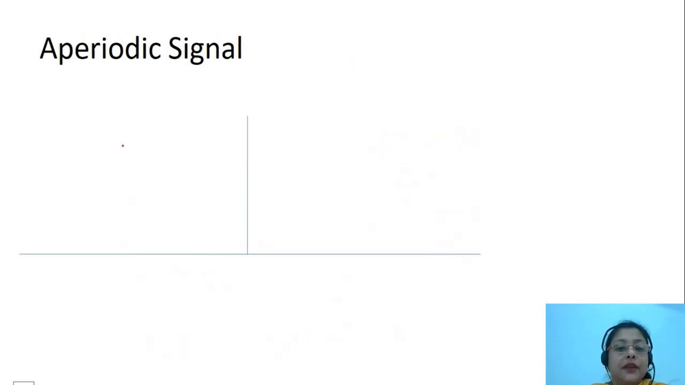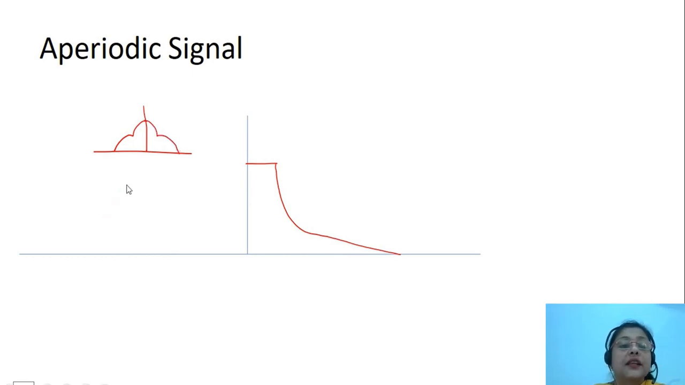Now what is an aperiodic signal? An aperiodic signal is a signal which does not repeat itself after definite interval of time, or an aperiodic signal does not have any periodicity. For example, if we draw like this is an example of aperiodic signal. Another example we can draw. This is also an example of aperiodic signal. This aperiodic signal is not repeating itself after definite interval of time.